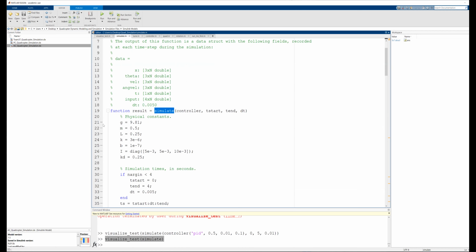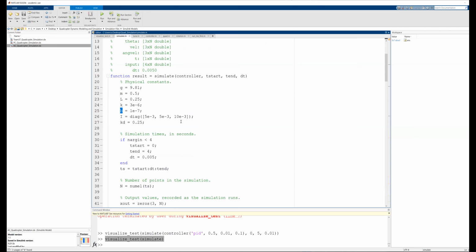So lines 21 to 26 give the values of gravity, mass, length, which is the length from the motor to the center of the quad, value of K, and value of B. Those are the constants that are used in the simulation.